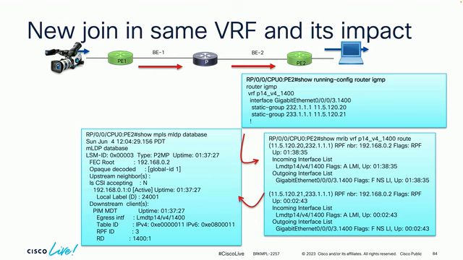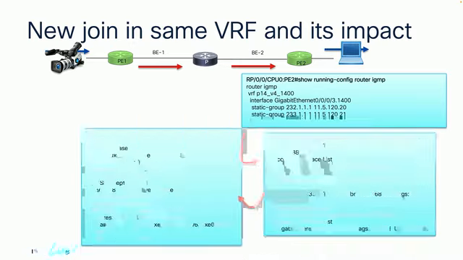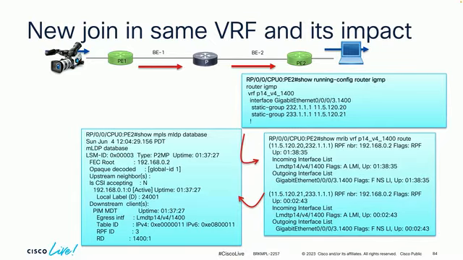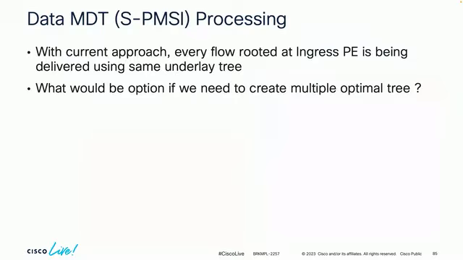If I look at my config and show commands here, I have two SG joins. The MRIB shows that I have two entries, but if I look at my MLDP label database binding, I have just one entry. The reason I have one entry is because I have already created my tree, which is an aggregated tree. The second flow will also be mapped into the same tree.